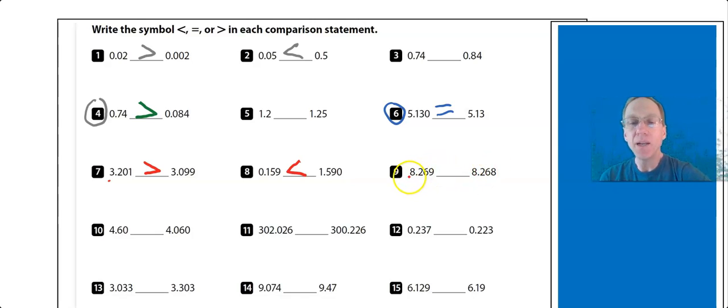All right, here we go. 8 whole pizzas. 8 whole pizzas. It's a tie. 2 tenths. 2 tenths. It's a tie. 6 hundredths. 6 hundredths. This one has 9 thousandths. So even though they're small, this one beats out this number by a teeny tiny thousandth. So this is our small number. We're pointing that small end to the small number. 8 and 269 thousandths is greater than 8 and 268 thousandths.